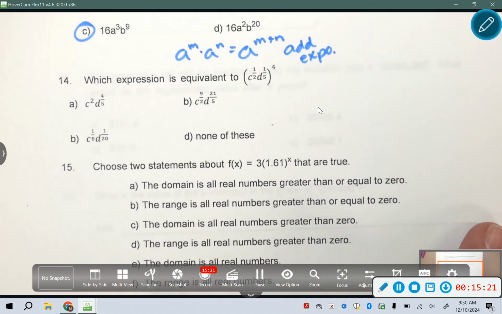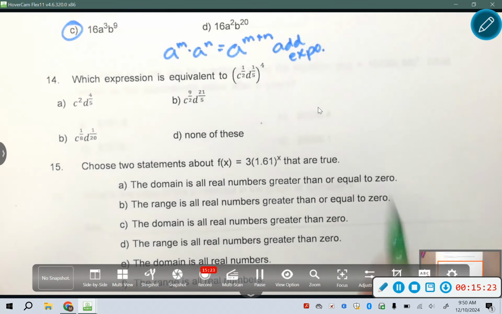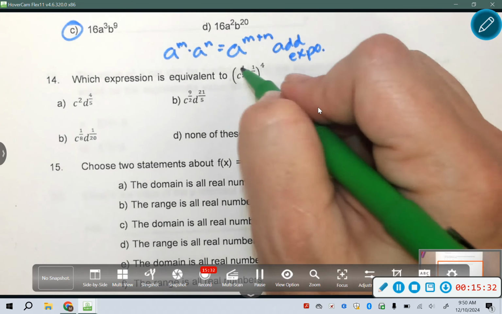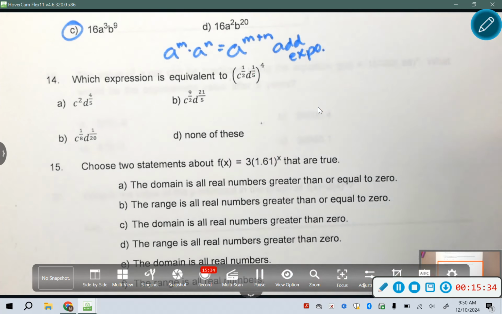Okay, let's look at 14. This one is power to a power. I know that because I have parentheses with an exponent on the outside. So power to a power means we multiply it. We have to multiply every exponent on the inside. Therefore, everything on the inside has to have an exponent. C has an exponent, D has an exponent, we're good.